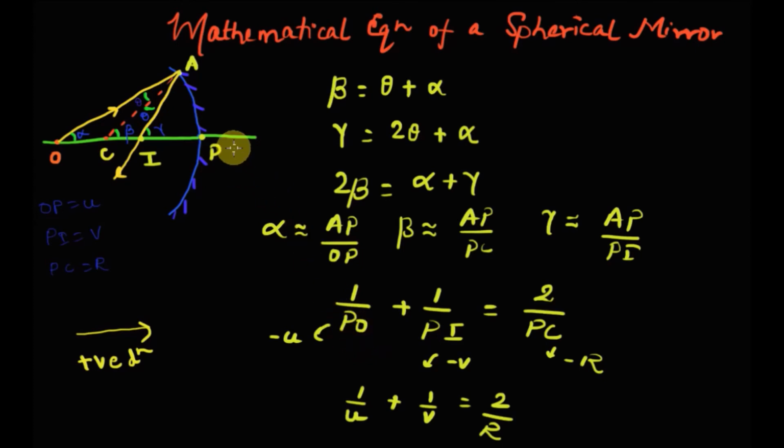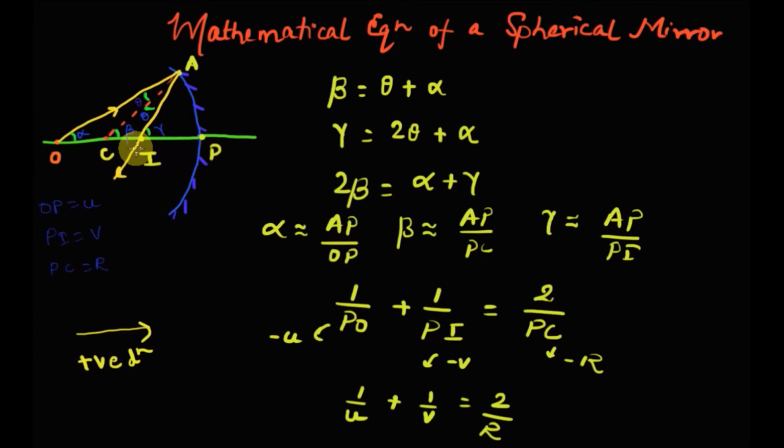First of all, PO, which is the distance of the object from the pole. For PO, we are going in the direction opposite to the direction of the incident ray. So the value of PO is negative. And what is PO in magnitude? It is u. So PO will be minus u.